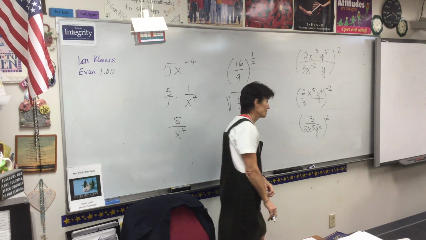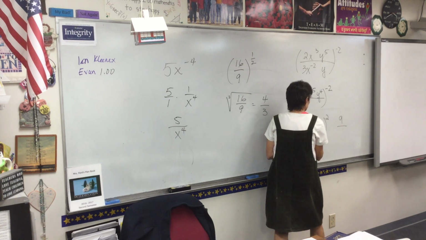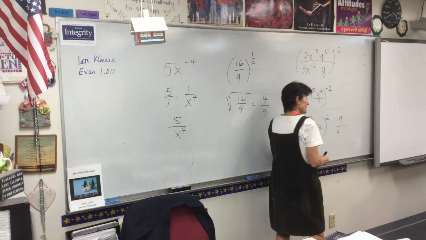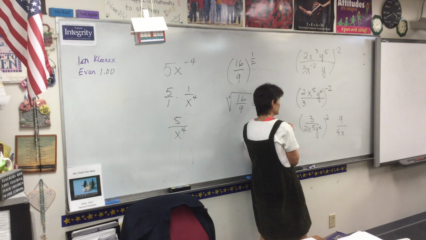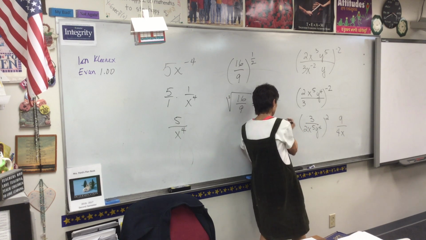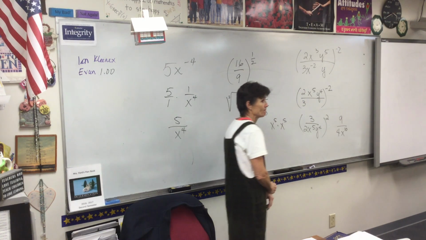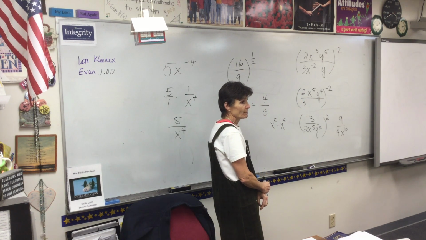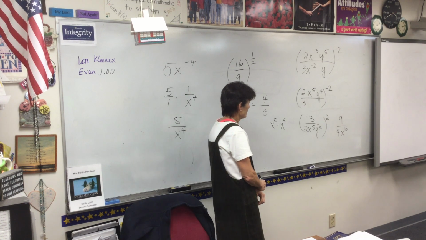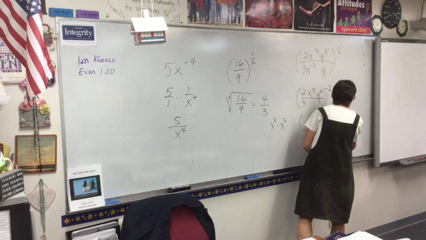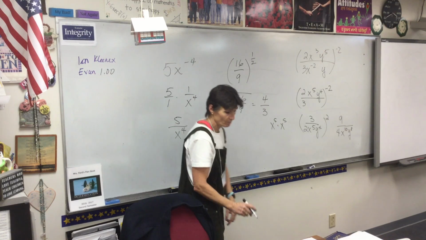Now watch it when you do that. Obviously 3 squared is 9, and 2 squared is 4. But be careful here. When you square x to the 5th, that means x to the 5th times x to the 5th. That's x to the 10th. Very good. We don't square exponents. And then this would be y to the 8th. Beautiful.